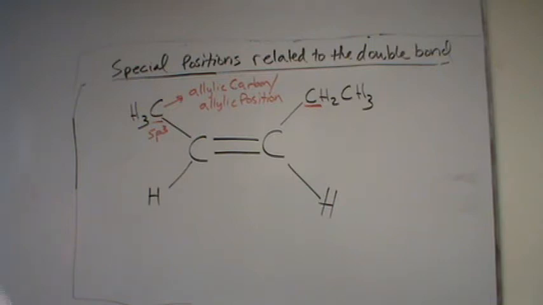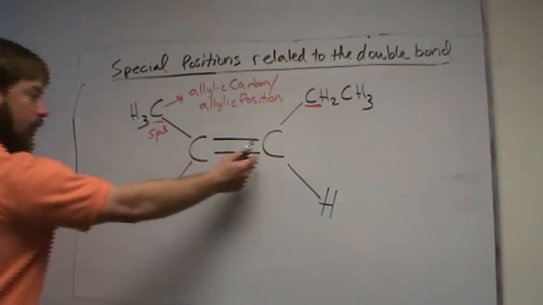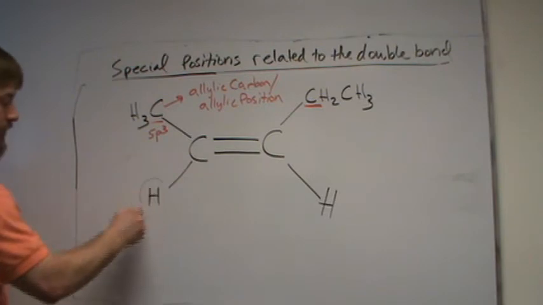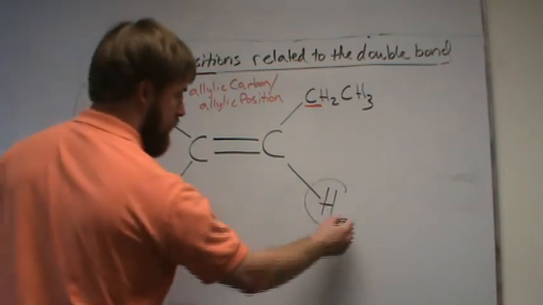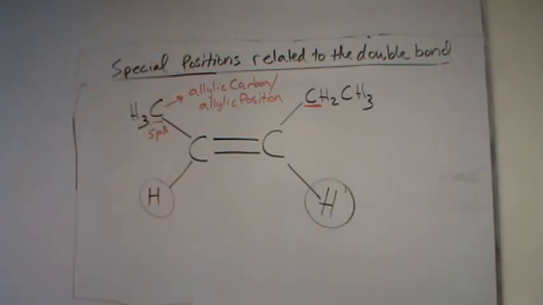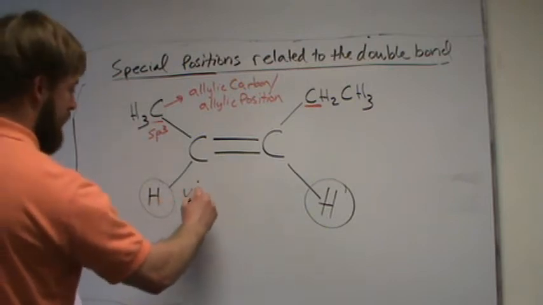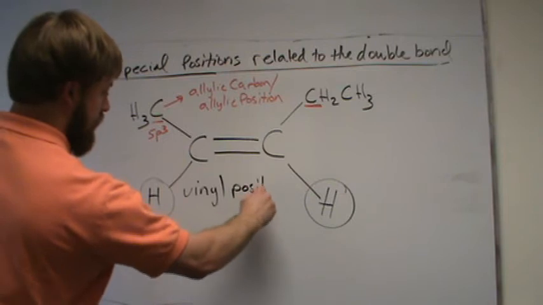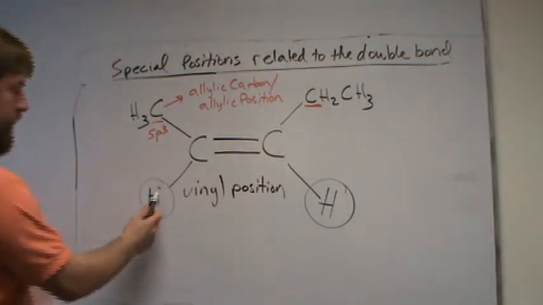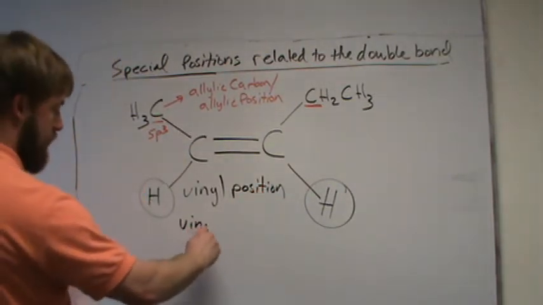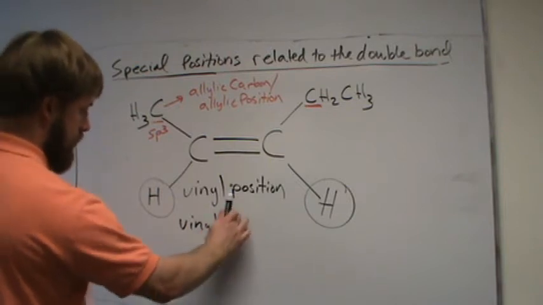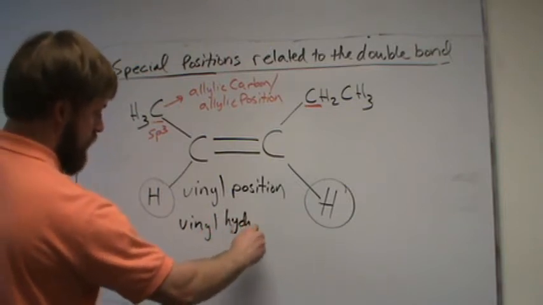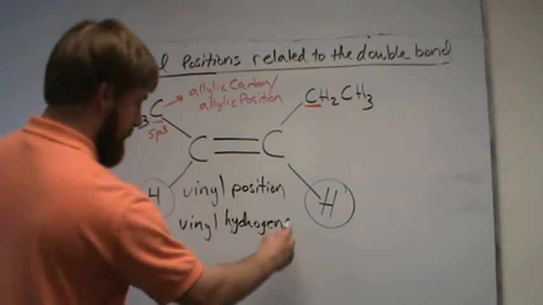Anything directly attached to a carbon of the double bond, in this case it's hydrogens. Okay. This is the vinyl position. Therefore these are called vinyl hydrogens.